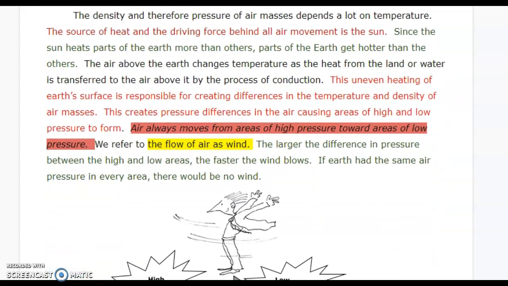Now, this last paragraph talks about the uneven heating of the earth. Remember, the source of our energy is the sun. That's important to note because we call that the fuel for the weather. The differences in air pressure is what results in the movement of air. Air always moves in one direction. It's going to go from where the high pressure is towards the low pressure. It wants to share, it wants to give off some of its extra pressure, let's say. That movement from high to low is what we refer to as wind.